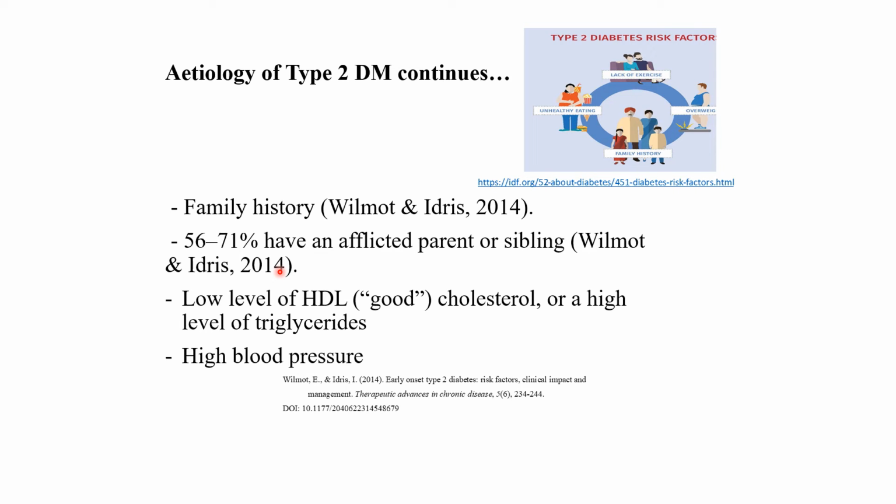Family history is a major risk factor for type 2 diabetes. According to a study in 2014, 56 to 71% of people who are diagnosed with diabetes have a family history. High blood pressure, a low level of good cholesterol and a high level of triglycerides are also risk factors for type 2 diabetes.